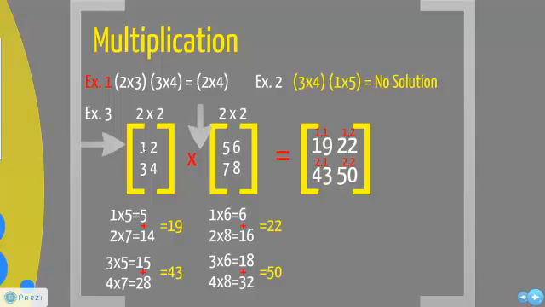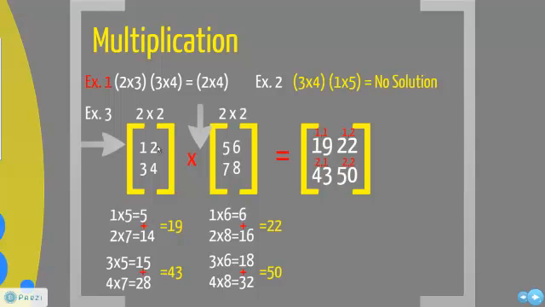So 1 and 2, and 5 and 7. See how I did that? It goes like this. And then you get 1 times 5 equals 5. 2 times 7 equals 14. You add these two together, and the answer is 19. So you put it over here.